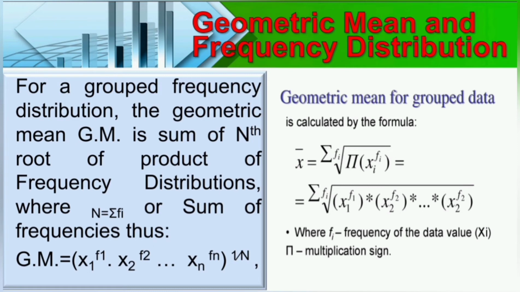Geometric mean and frequency distribution. For a grouped frequency distribution, the geometric mean is the nth root of the product of the values raised to their frequencies. Geometric mean for grouped data is calculated by the formula as shown below.